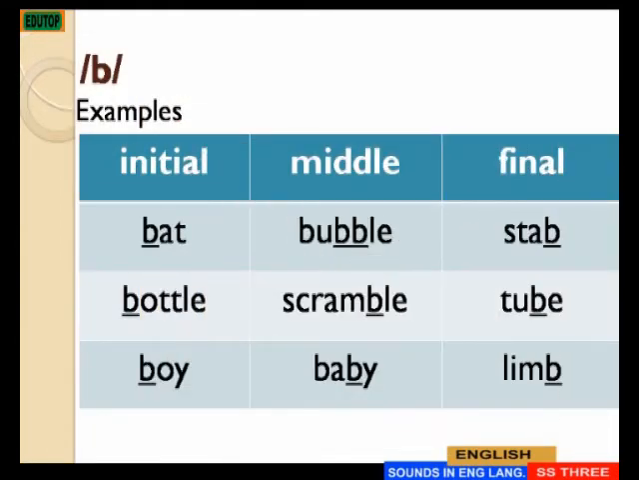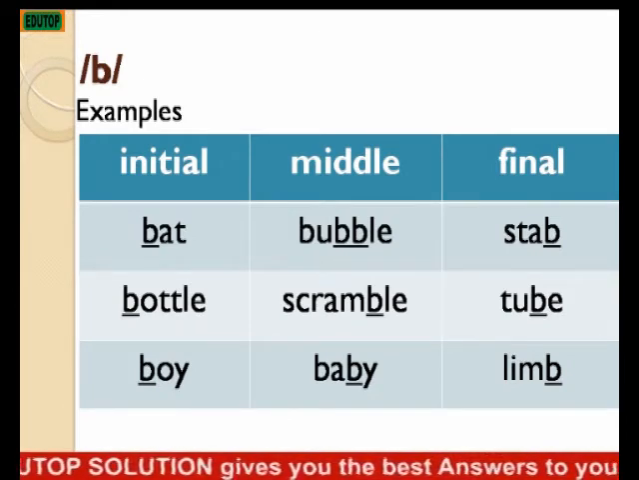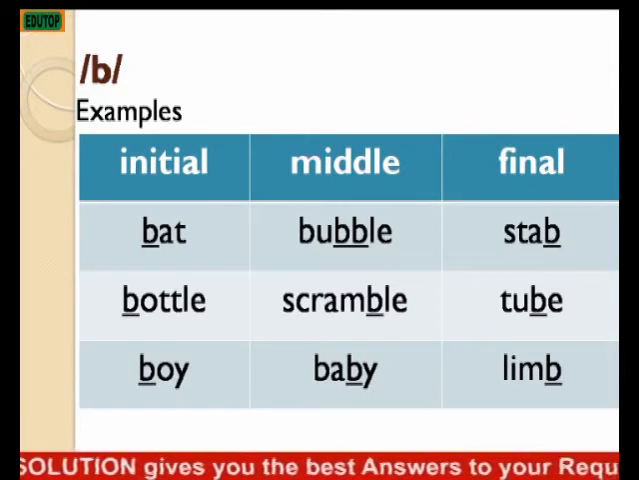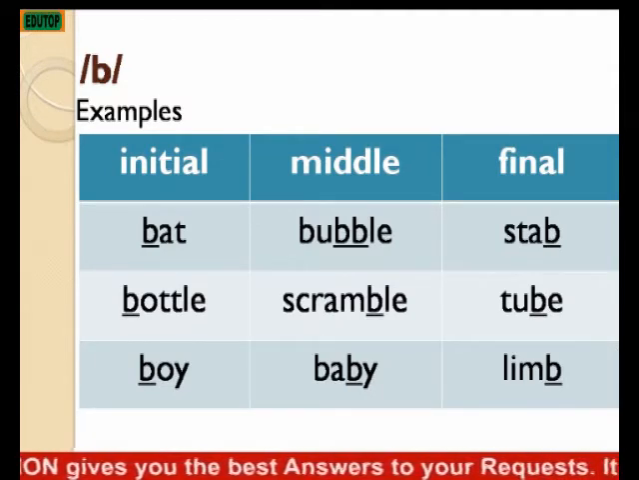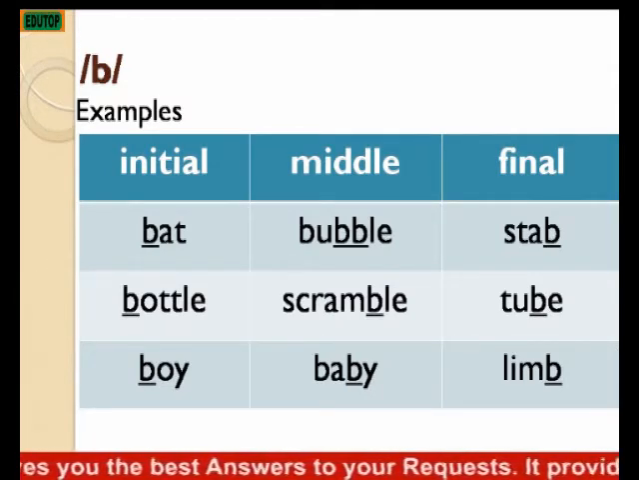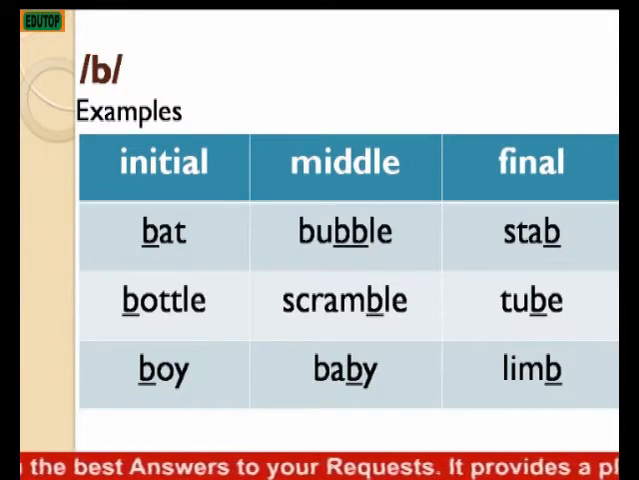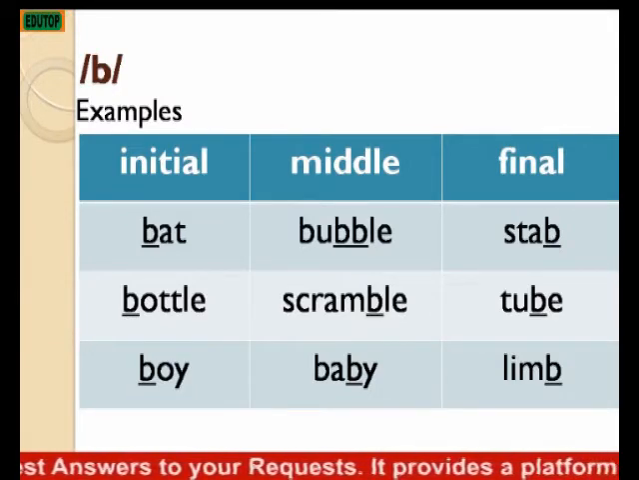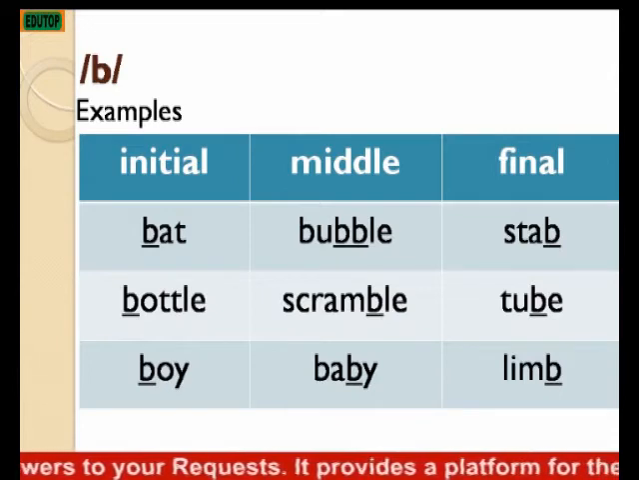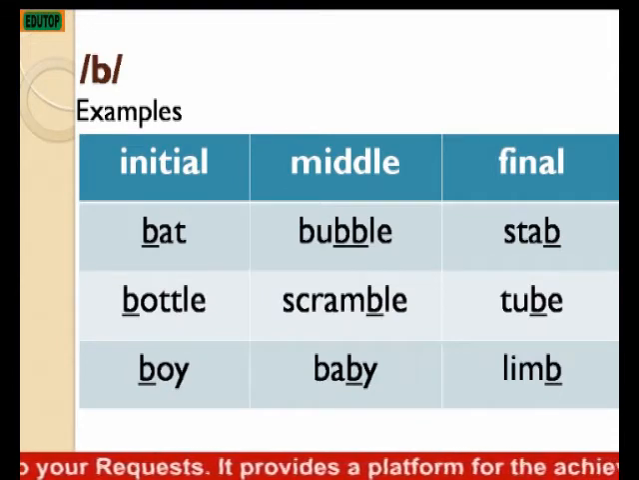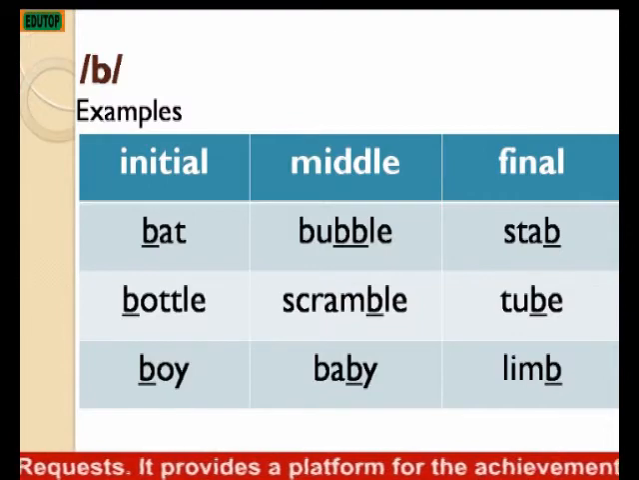Examples include bat, bottle, boy. Those are words that have the sound at the initial stage. Let's check words that have it in the middle position. We have bubble, scramble, baby. At the final position, we have stab, tube, limb.